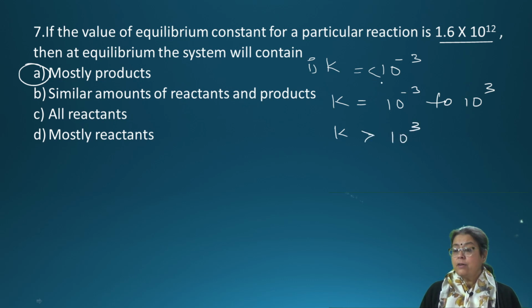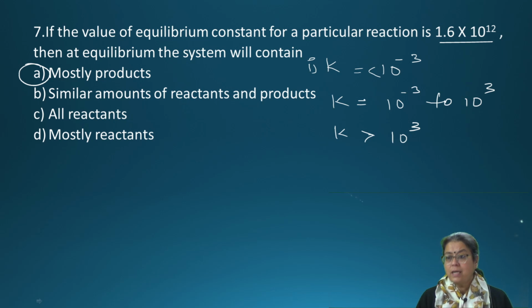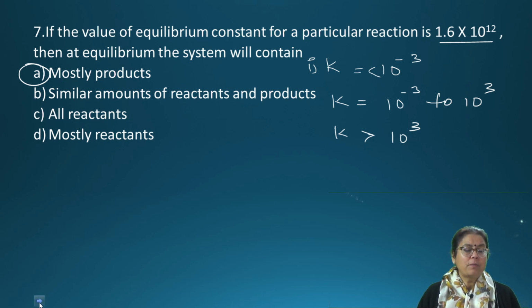It is less than 10 raised to power -3 then mostly products. 10 raised to power -3 to 10 raised to power 3 अगर हम लोग लेते हैं then it is intermediary. और K greater than 10 raised to power 3 then products they are going to be predominant. So mostly products are going to be present over here.